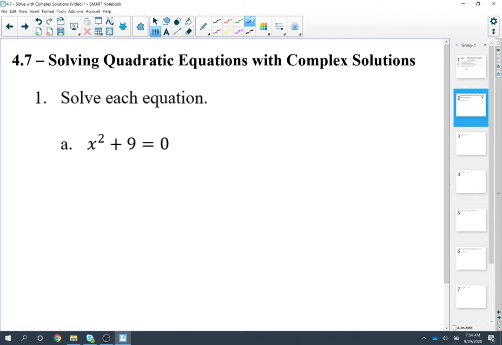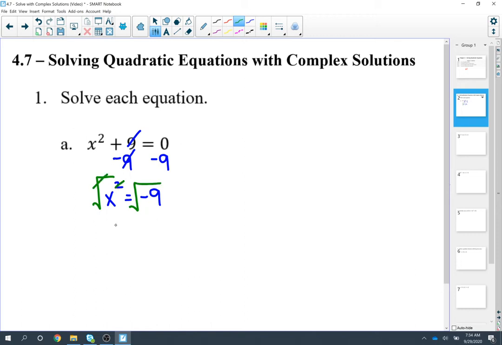We have solved by factoring, by square root, by completing the square, by graphing, and with the quadratic formula. If I'm looking at letter A, I'm noticing that there's no b term, so I'm going to choose solve by square root. In order to do that, we have to isolate the x squared. So we're going to subtract 9, which leaves us with x squared equals negative 9.